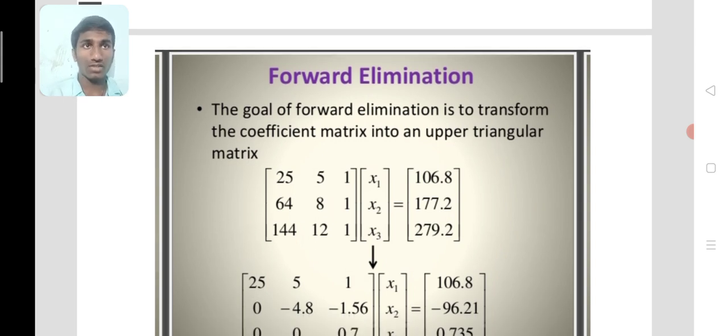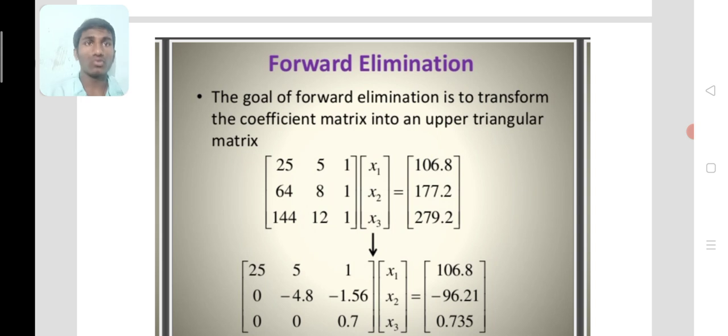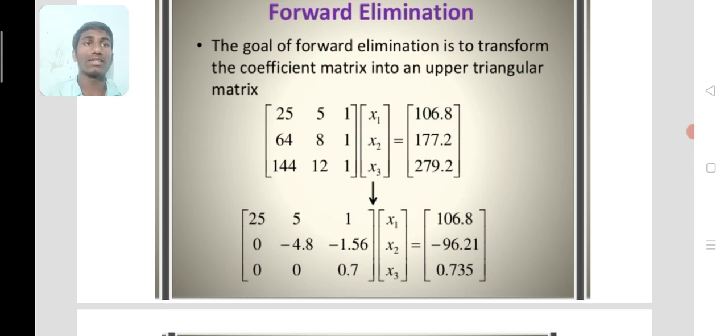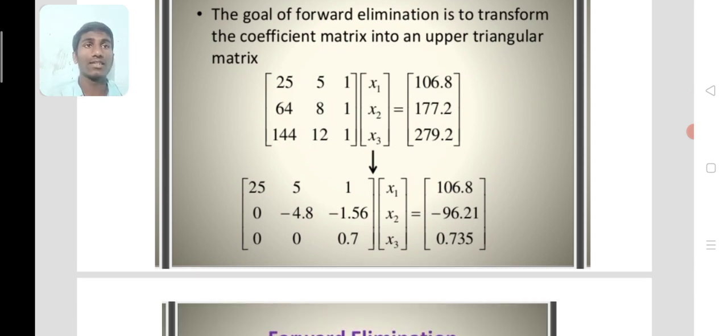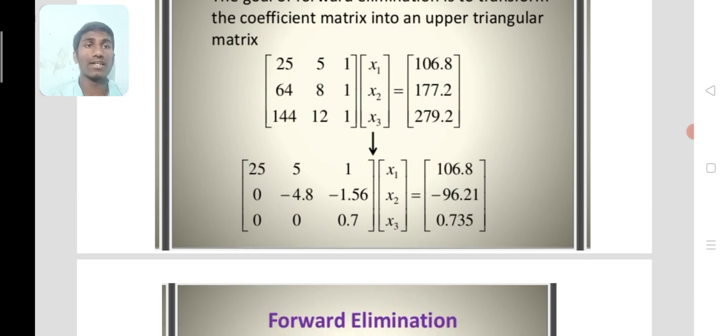Let us see the steps involved in reducing the augmented matrix to echelon form. First, we will see forward elimination. The goal of forward elimination is to transform the coefficient matrix into an upper triangular matrix. Let us take an example: a matrix of order 3 by 3 with these elements. By solving, we get an upper triangular matrix. Here you can see the example.